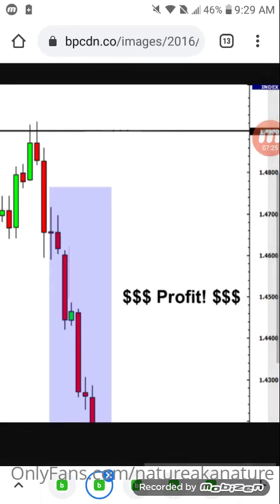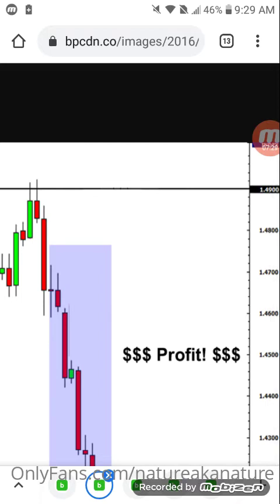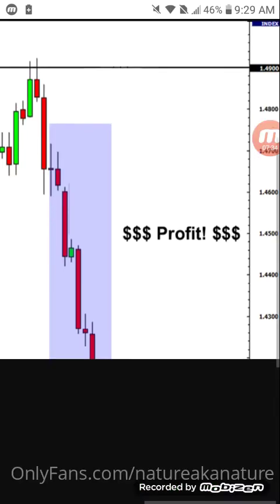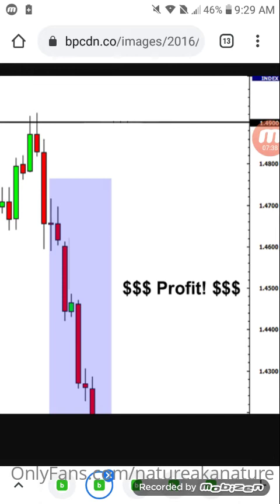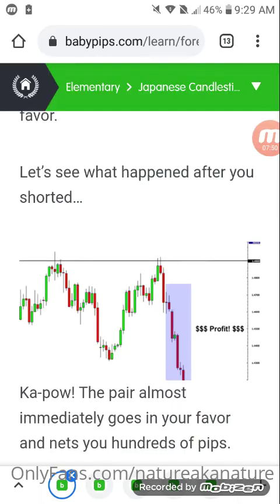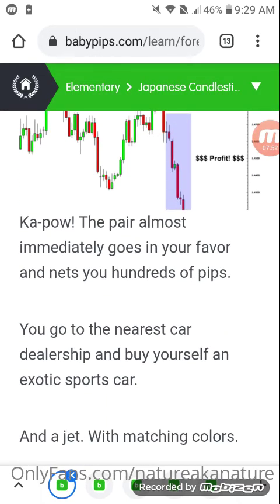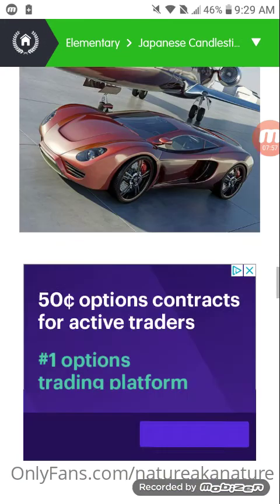I wanted to zoom in and show you, once it made this three inside down formation pattern, price went all the way down to 1.4300 from 1.900 and went down to 1.300. That's almost like 600, 700 pips right now, and it's still going further and further. So it also immediately goes in your favor for a net of hundreds of pips. You go buy a matching car and a jet in matching colors.